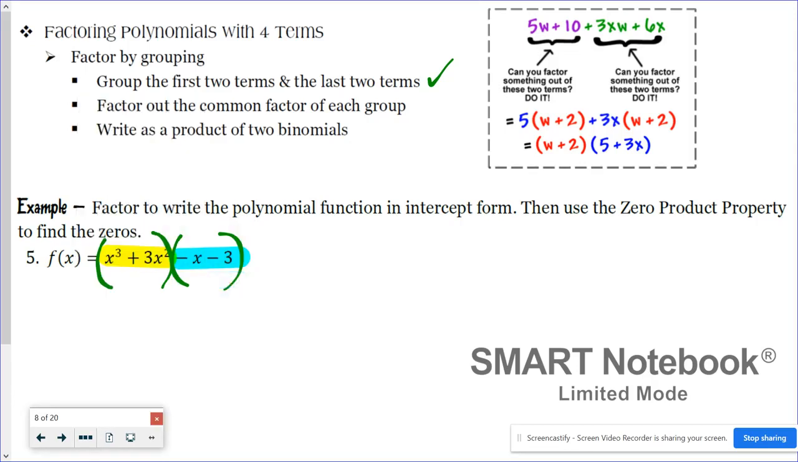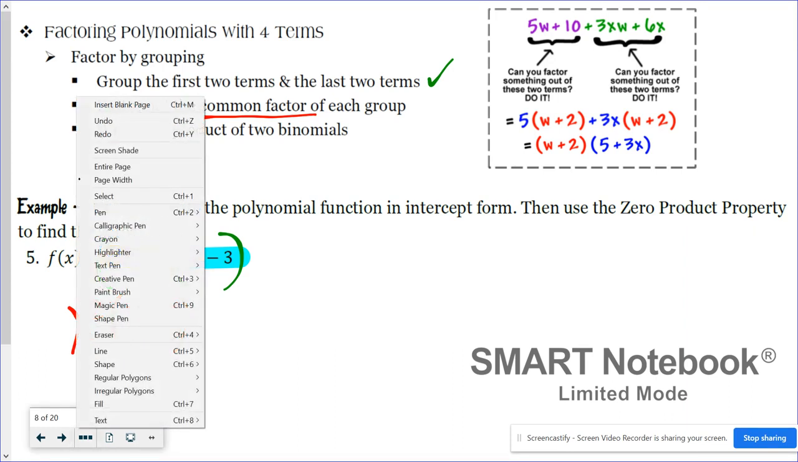So looking at that first group, I have x cubed plus 3x squared. The common factor of this group is x squared. Then I have to write down what's left over. So what's left over is x, because x cubed divided by x squared is x, and then 3, because 3x squared divided by x squared is 3.